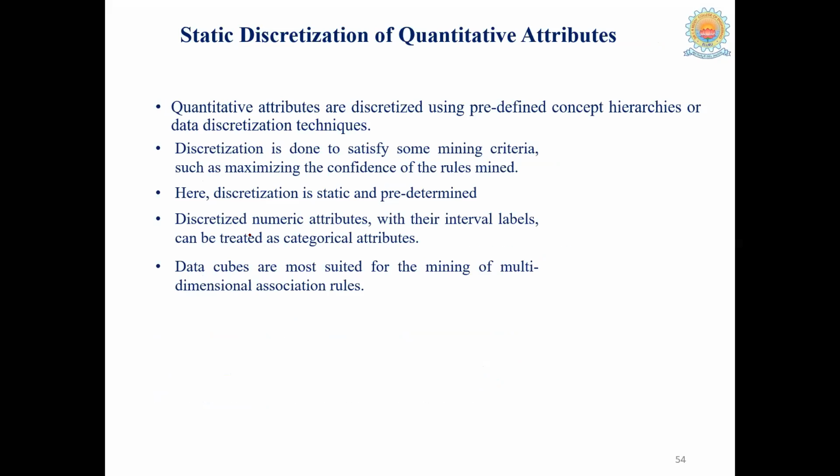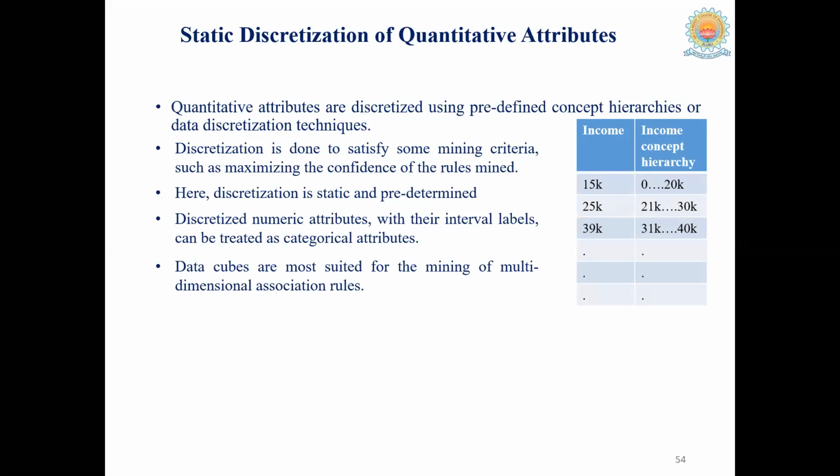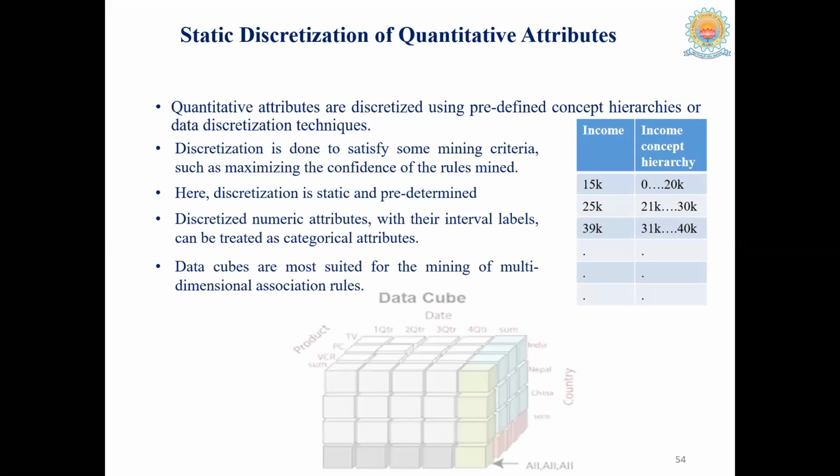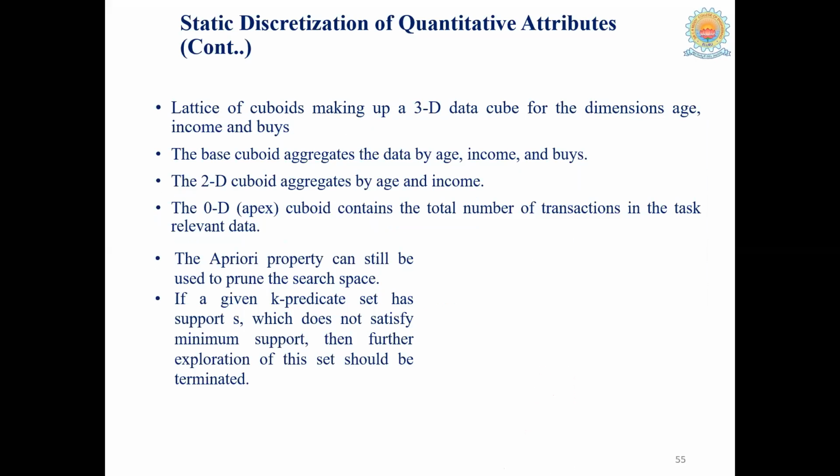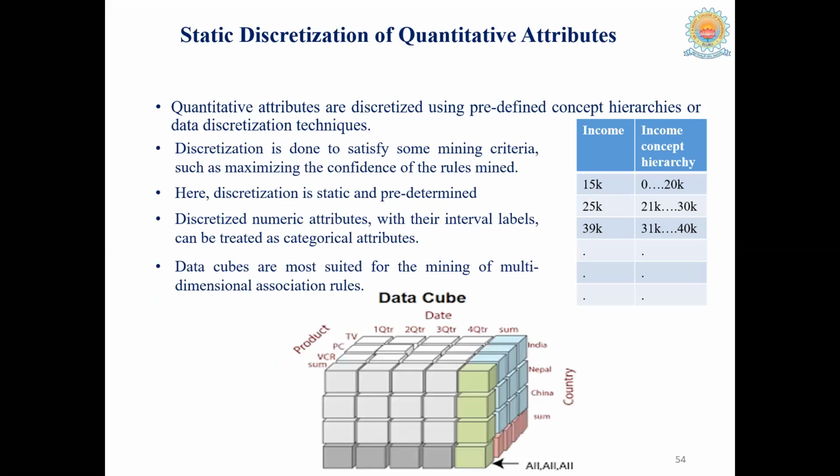So here the quantitative attributes are discretized using data discretization techniques. Here the discretization is static and the resultant attribute becomes a categorical attribute. The resultant categorical data is represented using data cubes. So here is the lattice of cuboids.